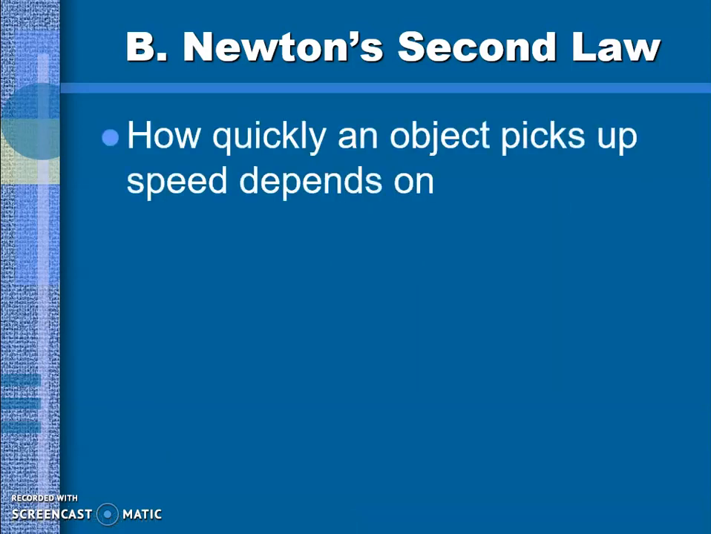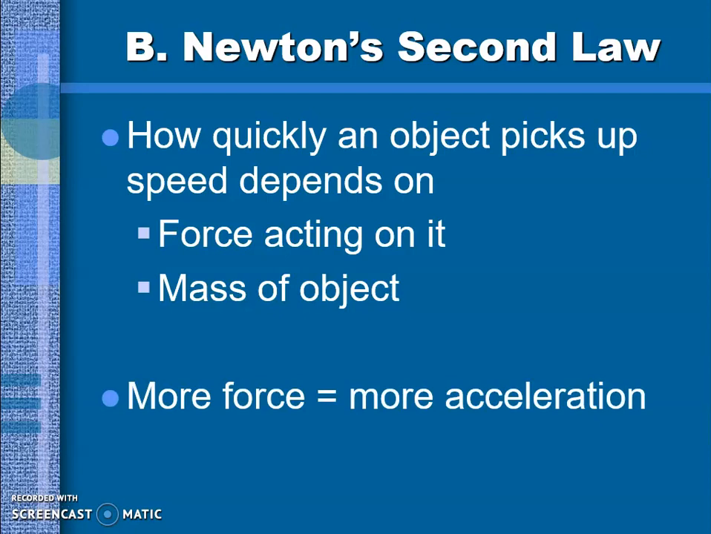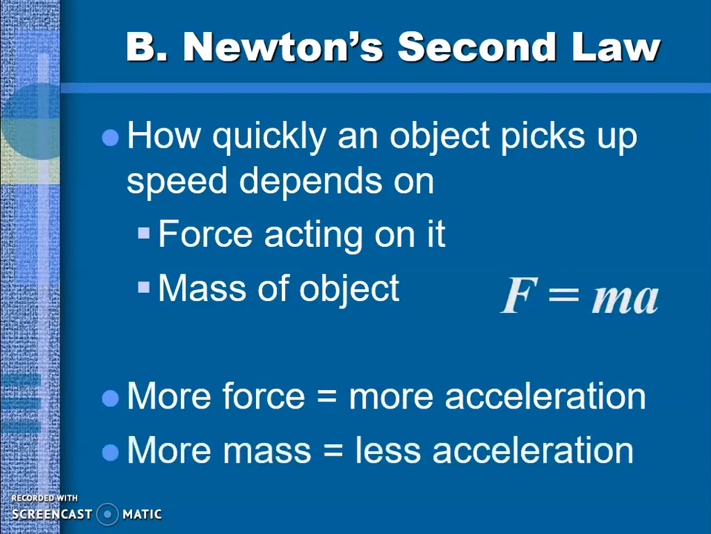Okay, so what does Newton's second law mean? It means that how quickly an object picks up speed, so how quickly it's able to start moving faster, will depend on the force acting on it. So what is helping it to move? And it also depends on the mass of the object. So how heavy is the object? Okay, because if you have more force, you're going to have more acceleration. So more force means picking up speed faster. Okay. If you have more mass, you're going to have less acceleration. Okay, so it's going to take you longer to pick up that speed, okay, because it's heavier.